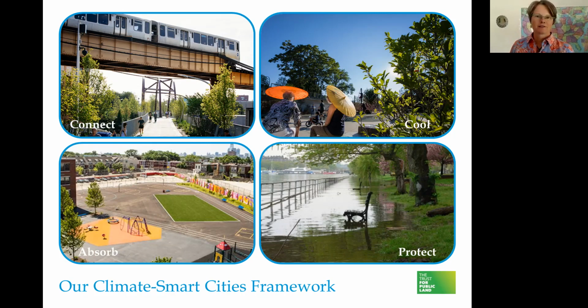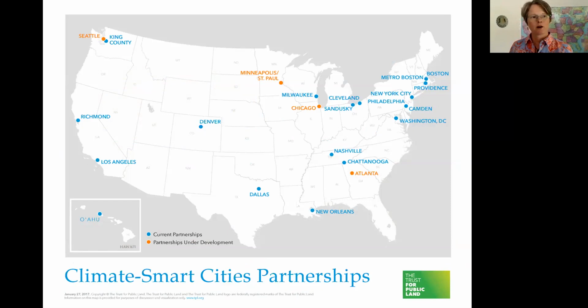Cool is all about urban heat islands. So how can we use GIS data and green infrastructure interventions to cool cities down? Absorb is about stormwater. How do we create green infrastructure parks that actually absorb stormwater? And Protect is looking at storm surge and sea level rise, and also riverine flooding in cities across the country. We have 20 partnerships in these cities around the country right now, and we're adding more constantly.